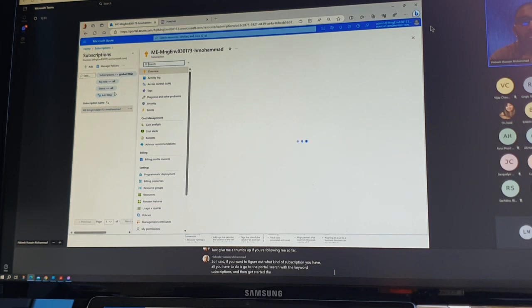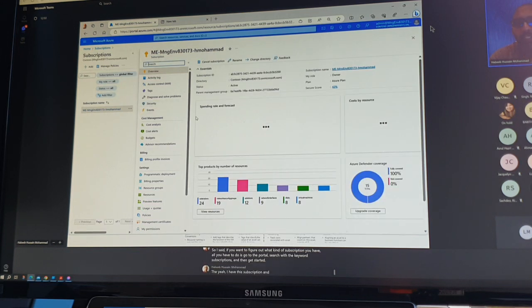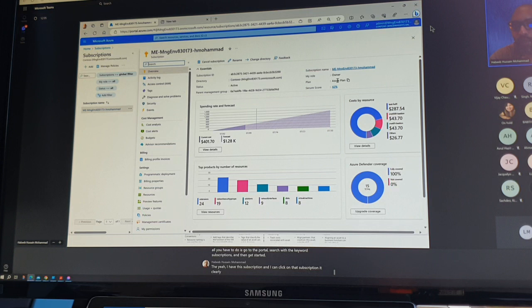See here, I have this subscription and I can click on that subscription. It clearly tells you what type of plan it is. On the right hand side, for me, it says Azure plan because it has been given to me by Microsoft, because I'm a Microsoft employee teaching Azure, right? So all details about that plan and cost and then the forecast, all that is available to you here. Okay? So this is a place that you should go to.